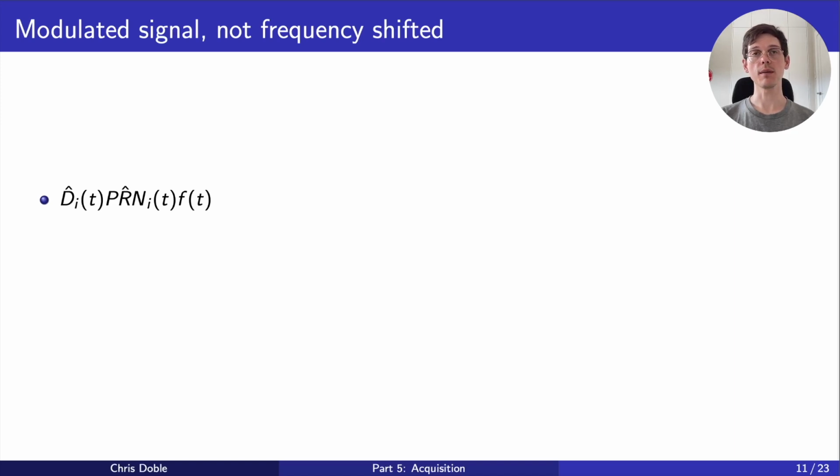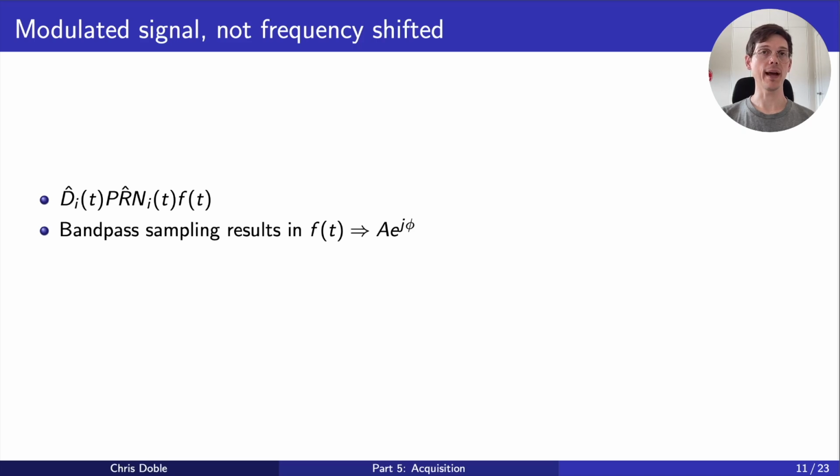As we discussed in the sampling video, when we perform bandpass sampling, the carrier wave is replaced with a complex constant, A e^(jφ), where A is the amplitude of the carrier wave and φ is its phase. That means the samples will be equal to plus or minus A e^(jφ), which is plus or minus 1, scaled by a factor of A, and rotated through an angle φ.